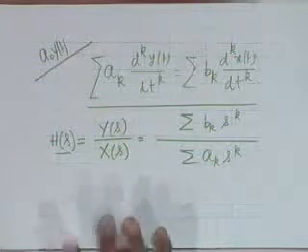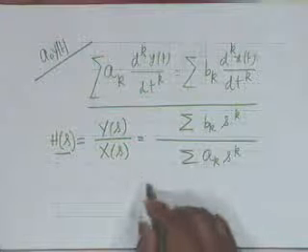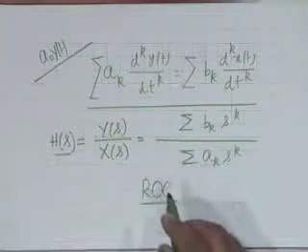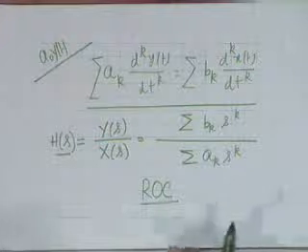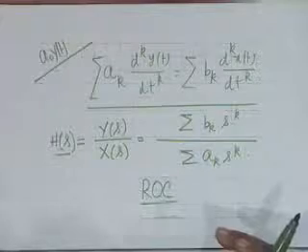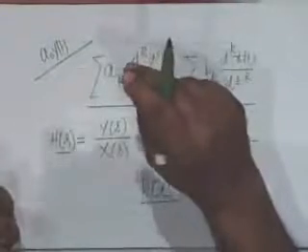This H of s is however useless unless the ROC is specified. Unless the ROC is specified, this H of s is useless. But nevertheless, if we know something more about the system, for example, we know initial rest, then we know the system is linear. Then we can also find out whether it's causal or non-causal from the ROC, if the ROC is given.